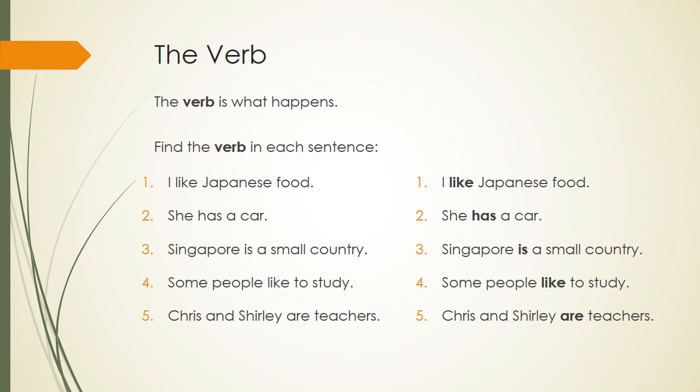Alright, let's check your answers. So again, in the first sentence it's: I like Japanese food. Second sentence has: she has a car. Third sentence: Singapore is a small country. Fourth sentence: some people like to study. And fifth sentence: Chris and Shirley are teachers.